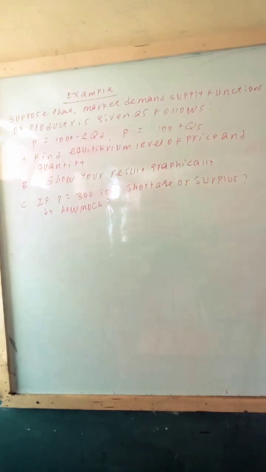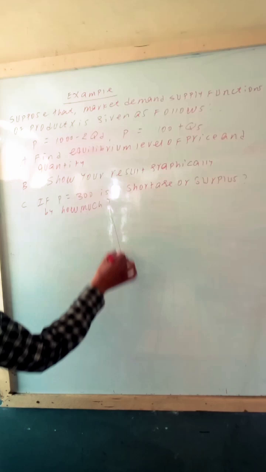So there are two things given. Market demand function and market supply function are given. Market demand function: P is equal to 1000 minus 2QD, where QD means quantity demanded and P means price. The second one: P is equal to 100 plus QS, where QS means quantity supplied and P means price.